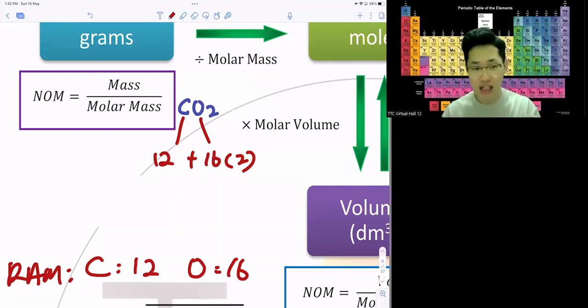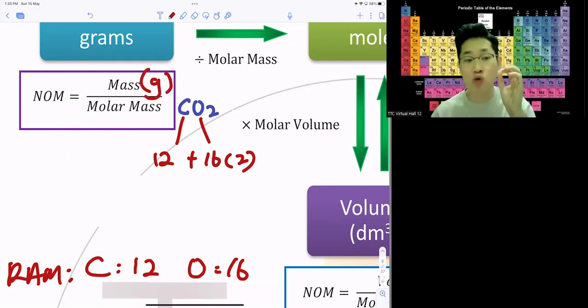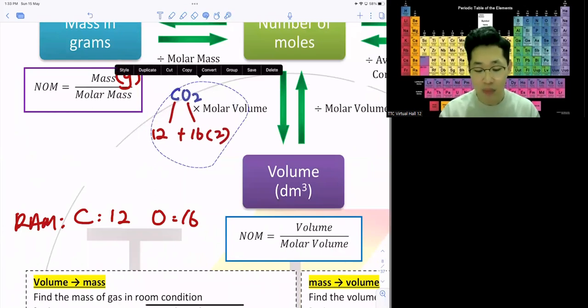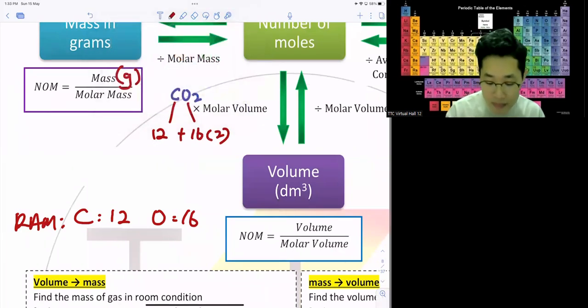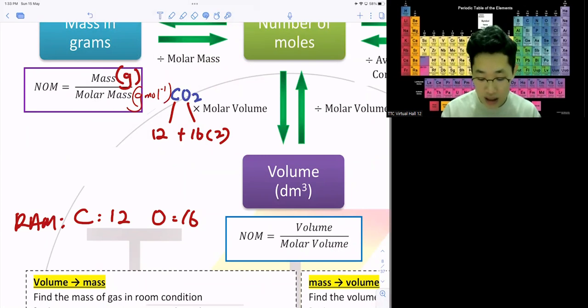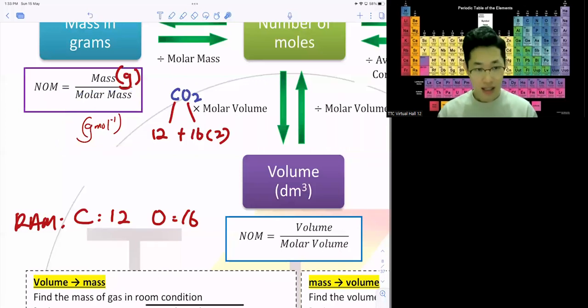This is molar mass. What is the unit for mass? Please write down: the unit for mass is gram. How about molar mass? Molar mass is gram per mole, gram mole negative 1, gram per mole. Okay, can?